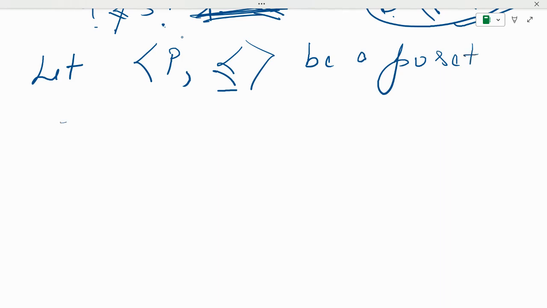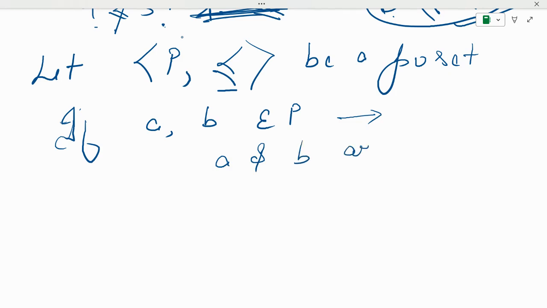and if A and B are two elements belonging to P, then A and B are said to be comparable.